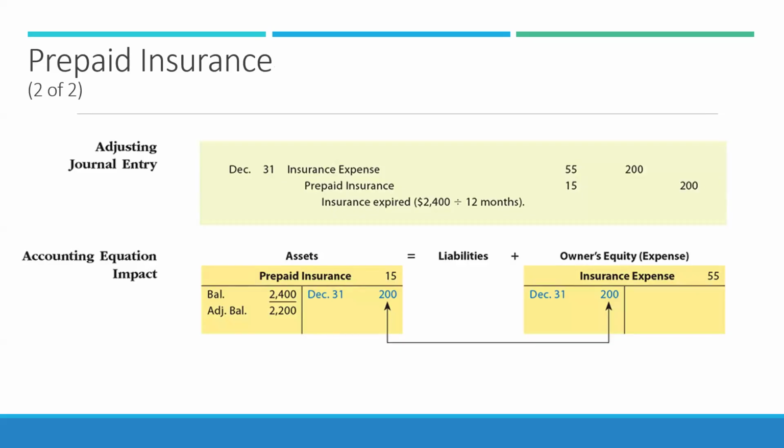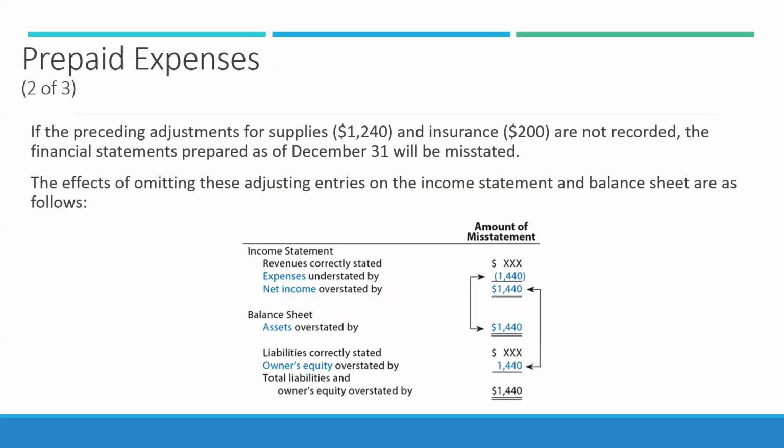Guys, it's just like the supplies cabinet that's missing stuff. Okay? We reduce our asset and increase our expense. If the preceding adjustments for supplies and insurance are not recorded, the financial statements are misstated because our income statement would be too high and our assets would also be too high, right? So our expenses would be understated and our assets are overstated. Make sense?